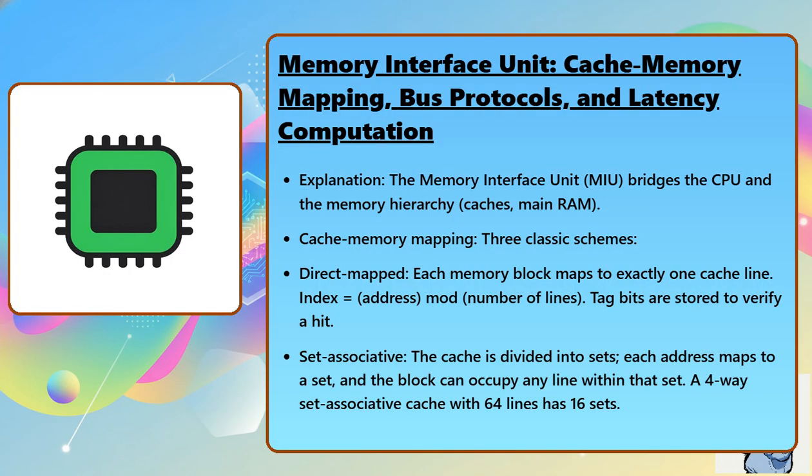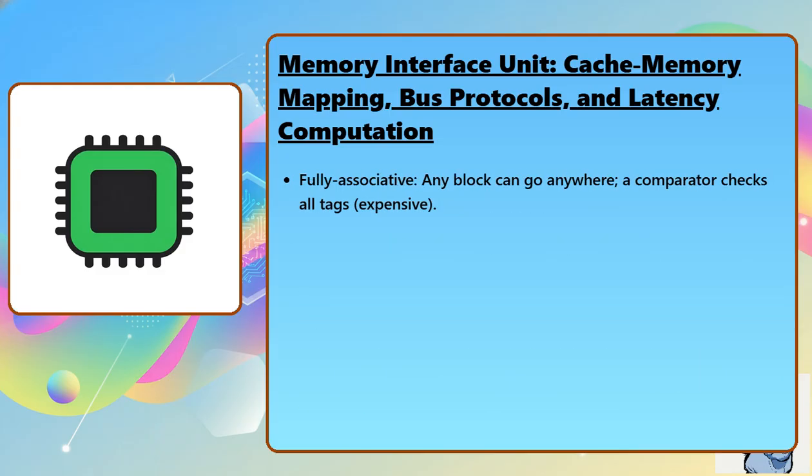Set associative: the cache is divided into sets. Each address maps to a set, and the block can occupy any line within that set. A 4-way set associative cache with 64 lines has 16 sets. Fully associative: any block can go anywhere. A comparator checks all tags, which is expensive.